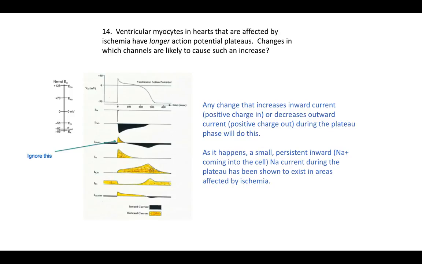In fact, what does cause these longer plateaus is actually an increase in sodium current during this plateau phase. For some reason, during ischemia, your sodium channels don't want to inactivate as well. Now, the vast majority of them do, but you end up with a very small percentage that don't want to inactivate, and they remain open during this plateau phase. And so you have extra inward current coming in, and that tends to lengthen the plateau phase. And as you know, after going through the long QT exercise, that tends to increase your potential to get triggered arrhythmias through EADs.